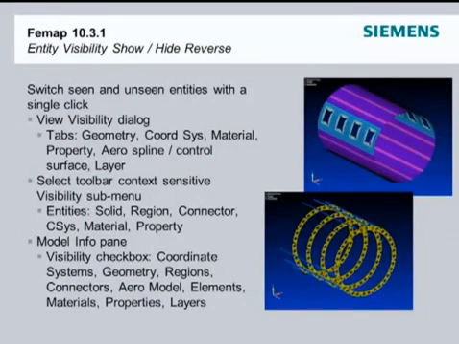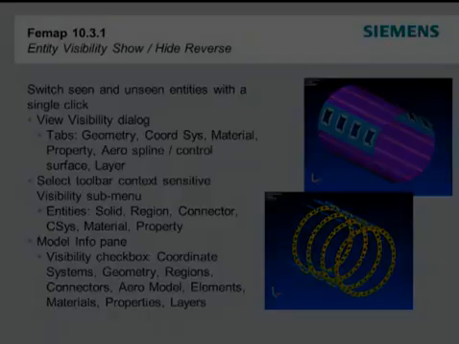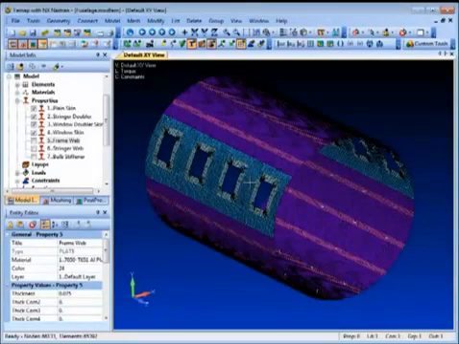are displayed and hidden with a single mouse click. In this fuselage model we are currently viewing all of the skin entities by their properties, and we can easily switch to view the internal structure.